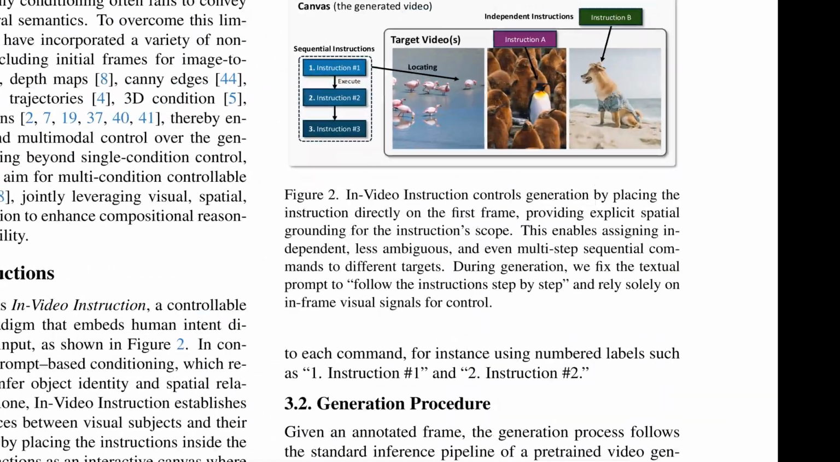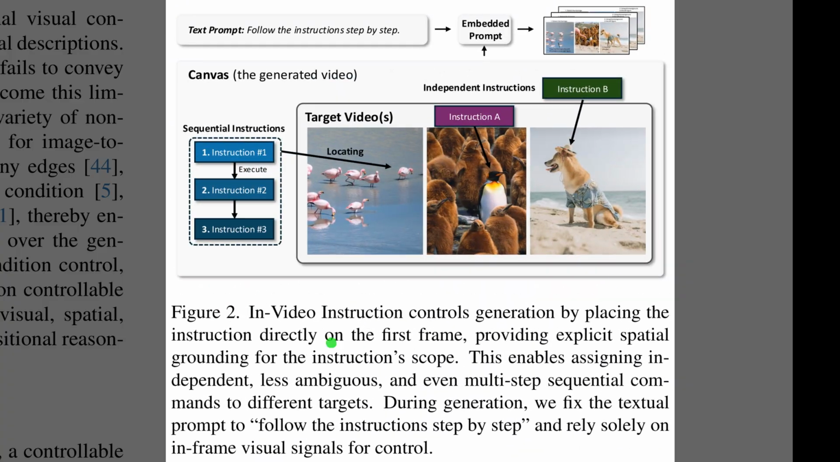Figure 2 explains how the whole interface actually works for controlling video generation. The figure shows that users treat the first frame as a canvas, adding short text labels and arrows that act as step-by-step instructions. On the left, the stacked blue boxes illustrate sequential commands that execute in order. In the middle, the flamingos, penguin crowd, and dog panels receive independent instructions, so different regions follow different behaviors within the same generated video.